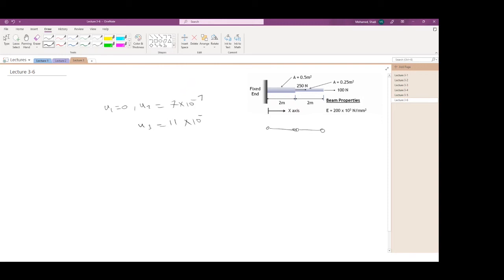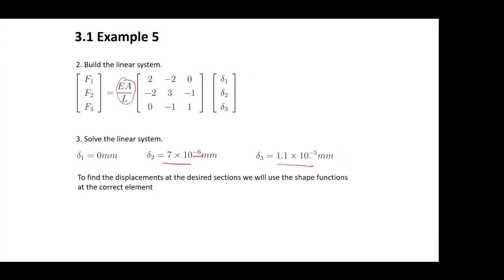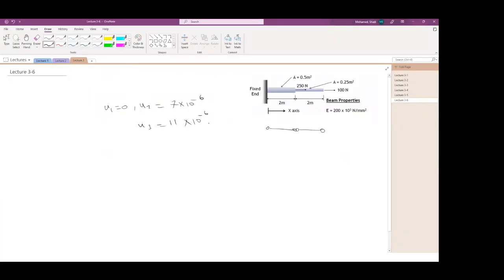We have 7 times 10 to the power minus 6, and 1.1 times 10 to the power minus 5, or 11 times 10 to the power minus 6. So I've just written it as 11 times 10 to the power minus 6, just to have these numbers here consistently in there. Now, I'm going to use the shape functions.